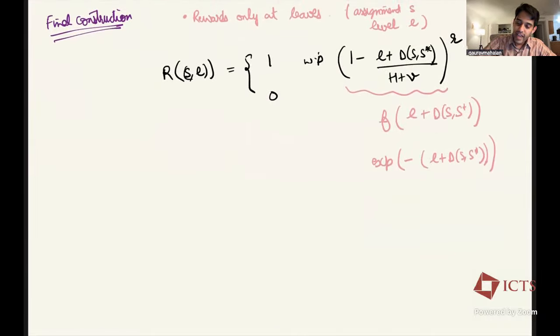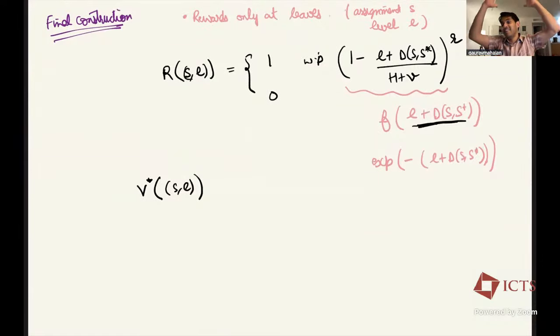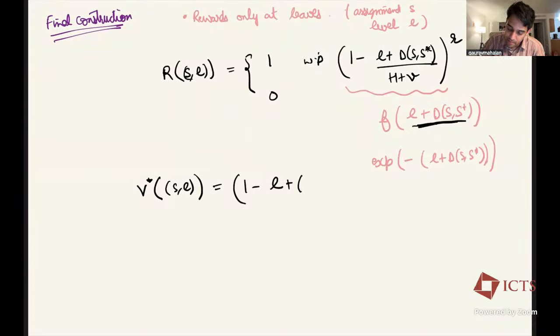Okay. And it turns out that this dependence on L plus D(S, S star) means that if you look at the V star at any state, even inside the tree, the reward is only 1 on the leaves. But V star has exactly the same form as the expected reward. So expected reward is just this probability.